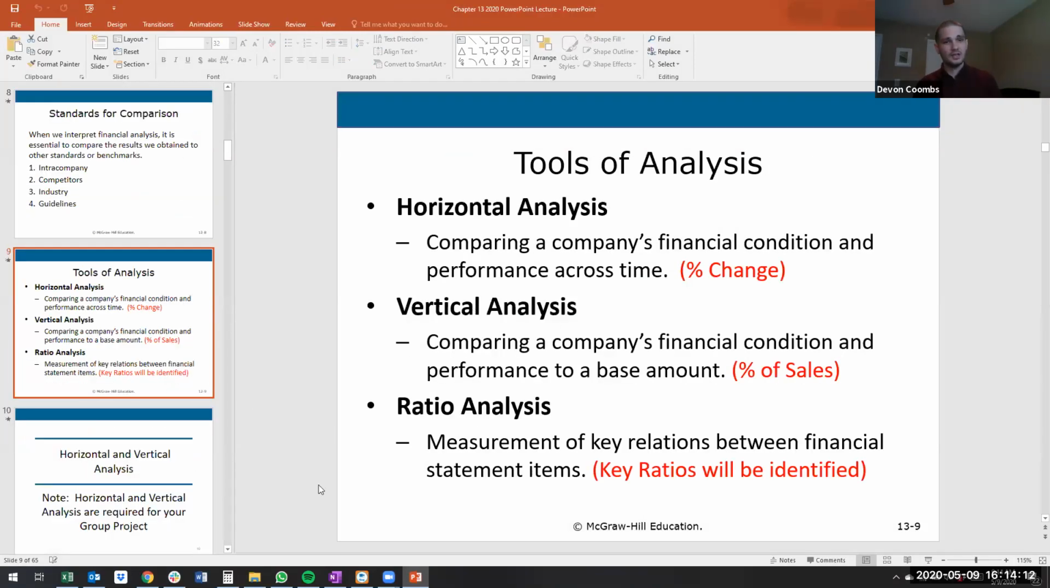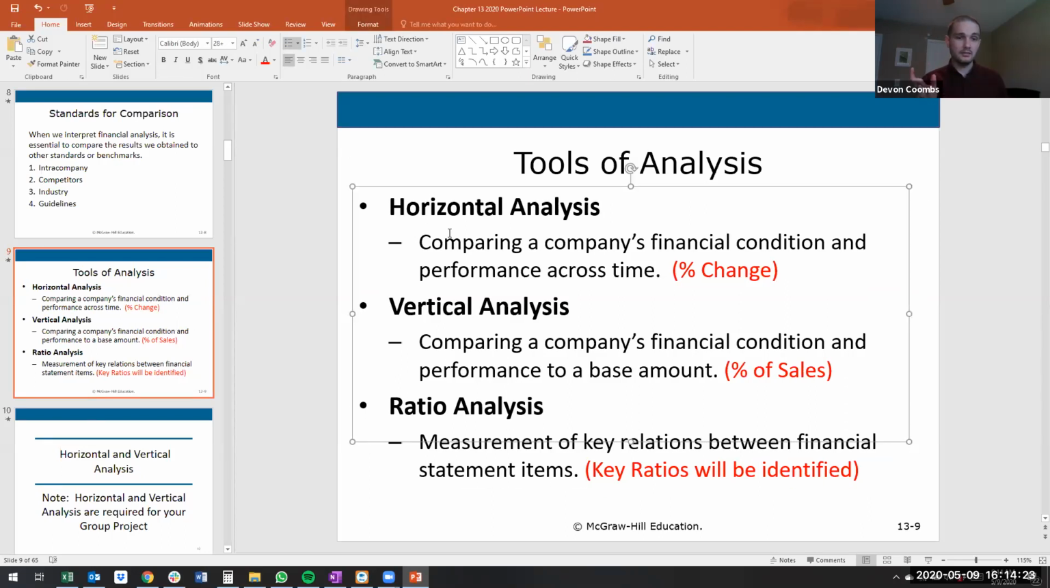And so how do we assess? There's really three main tools we can use: horizontal analysis, vertical analysis, and ratio analysis. Horizontal analysis, we're just seeing one company and we're comparing to our performance over time.